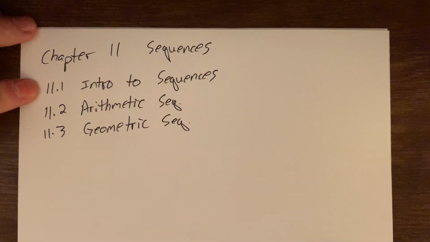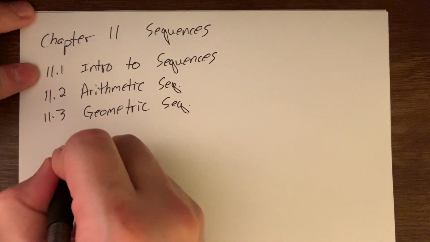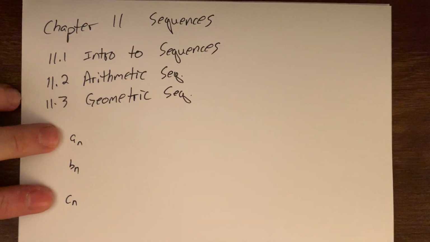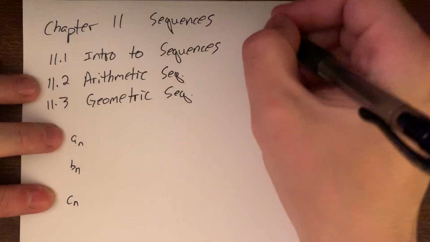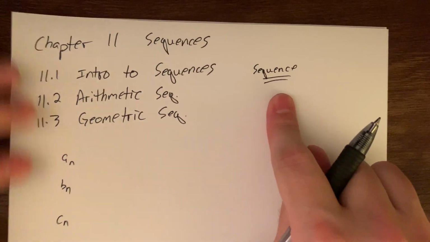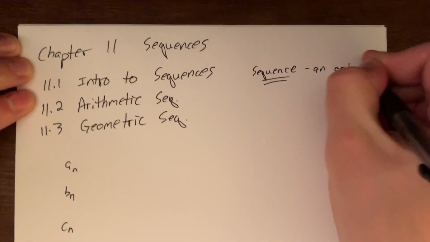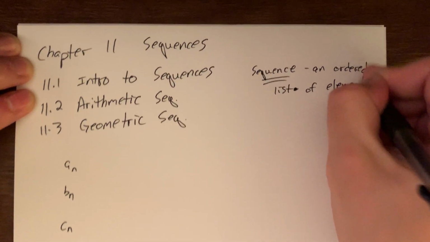We use a lot of different notation for sequences, and we very commonly use lowercase letters, kind of like how we use f of x, g of x, h of x for different functions. Well, we tend to use things like a sub n, b sub n, c sub n as the general terms for different sequences. But before I get too far into the notation, just first things first, how about a quick definition of what is a sequence? A sequence is an ordered list of elements.